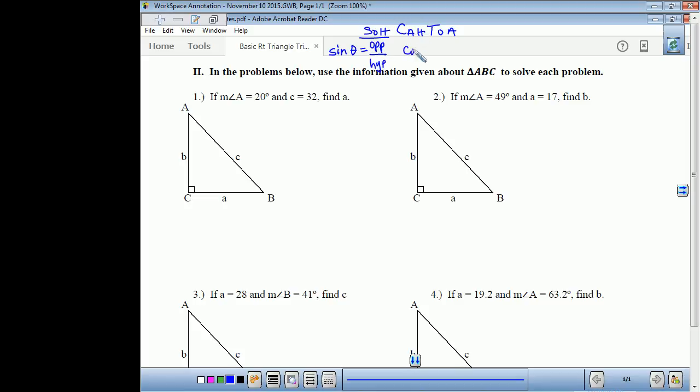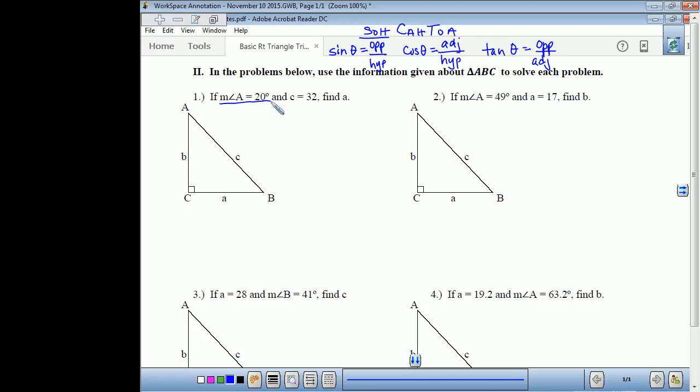Cosine of an angle is equal to the adjacent side over the hypotenuse. And tangent of an angle is equal to the opposite side over the adjacent side. Now, let's look at these problems here, and we're going to start with number 1. Let's look at what they gave us and what they're asking for.